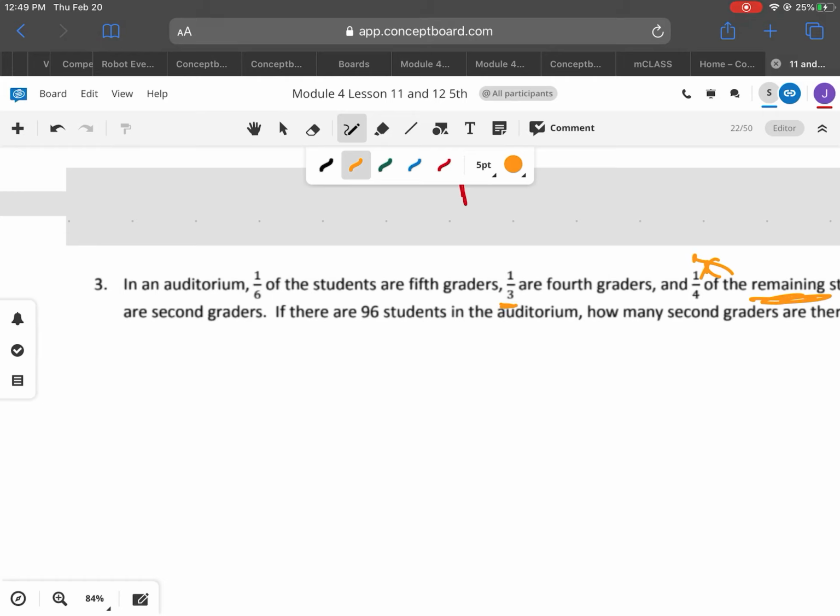Okay? If you look carefully, there's 6 and 3. There's a relationship there. We know that 1/3 is the same as 2/6. If we add 1 plus 2, we get 3. So 3/6 of them are 5th graders and 4th graders. So half of them. So 1/4 of the remaining are going to be the second graders.